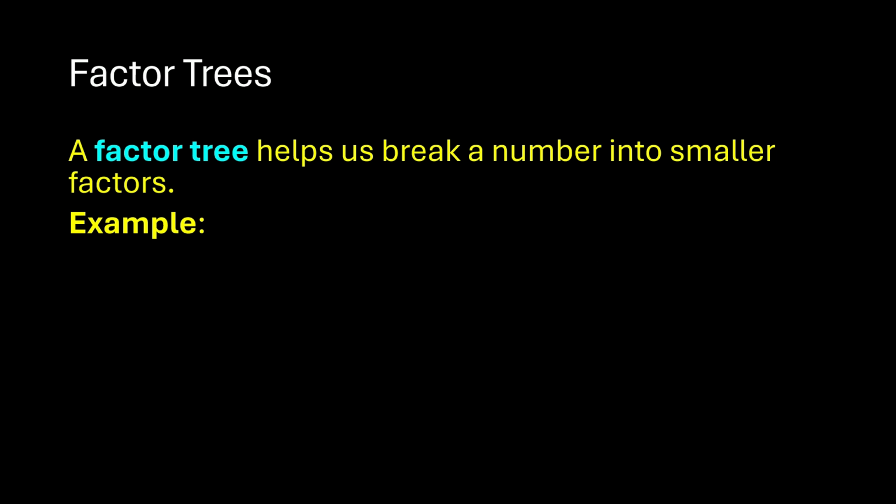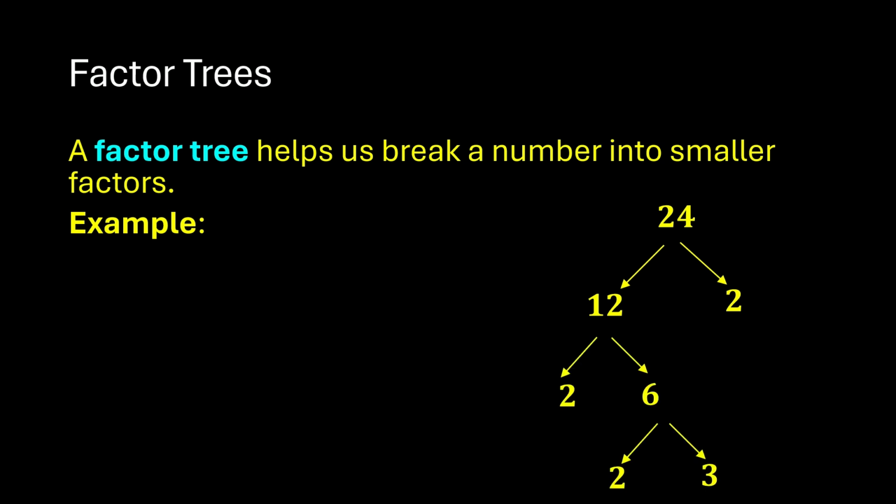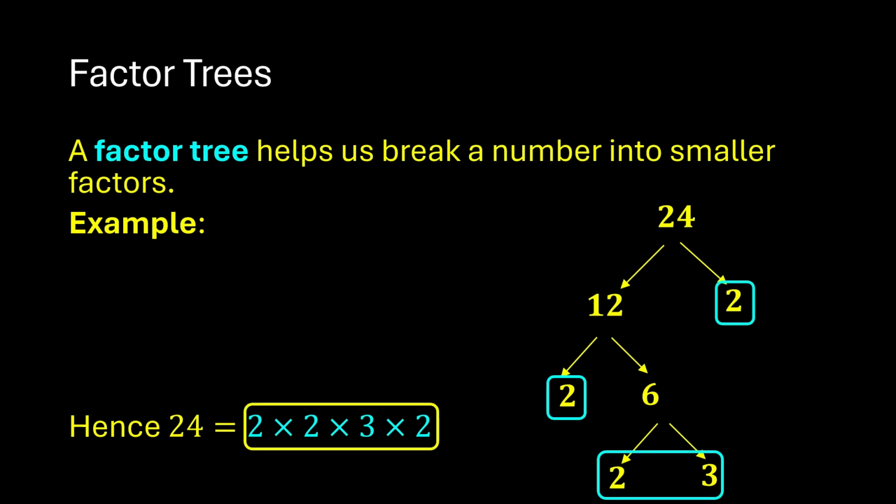What about if we start differently? Say with 12 times 2. So 24 equals 12 times 2. We continue splitting until all branches end with prime numbers. 12 equals 2 times 6, and 6 equals 2 times 3. Now that all the branches end with prime numbers, we can express 24 as a product of prime numbers. So we have that 24 equals 2 times 2 times 3 times 2.